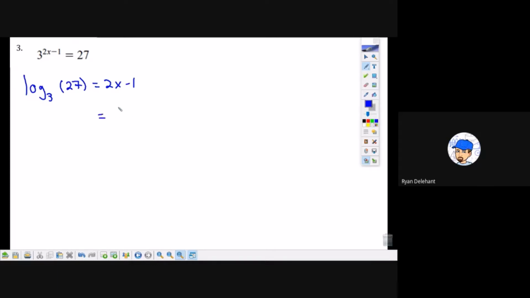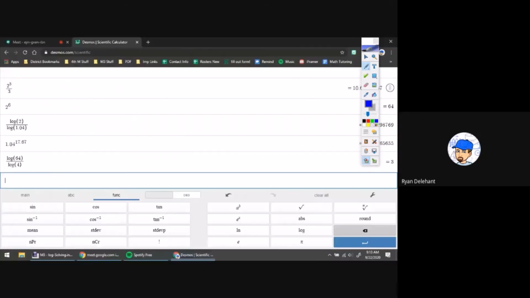Now, I can find this answer by using the change of base formula. And I can plug the log of 27 over log of 3 into my calculator and find its answer, as long as I plug it in correctly.